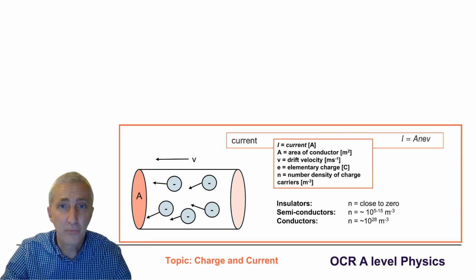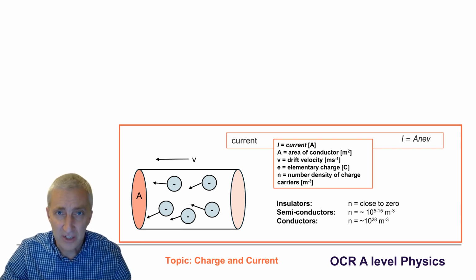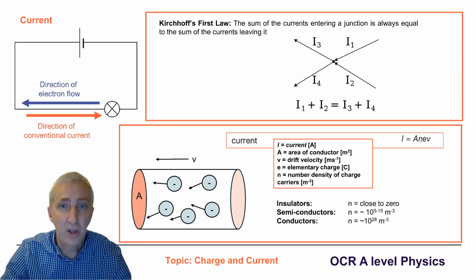Finally, we can also express current in terms of the drift velocity of the charge carriers and the properties of the material they are passing through: number density of charge carriers, and area of conductor. It is important to have a general idea of the order of magnitude of the number density for different types of materials. Lots to memorize there.